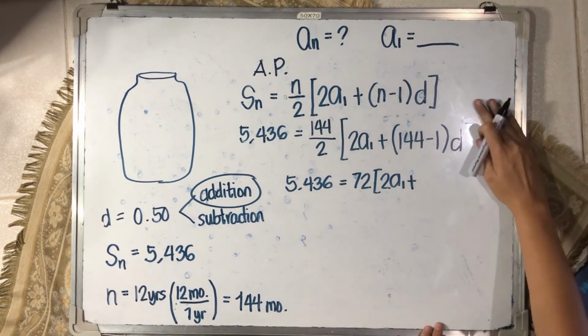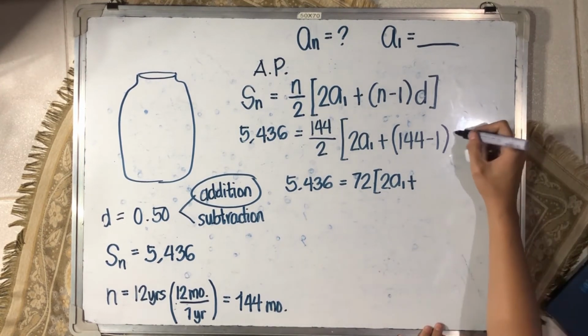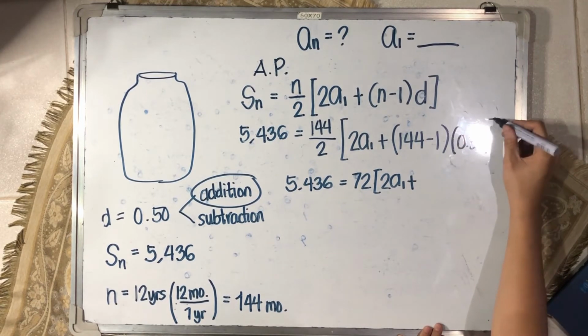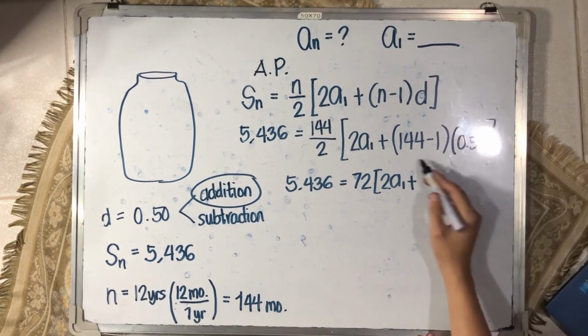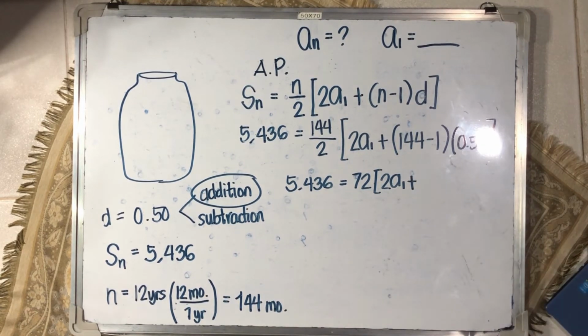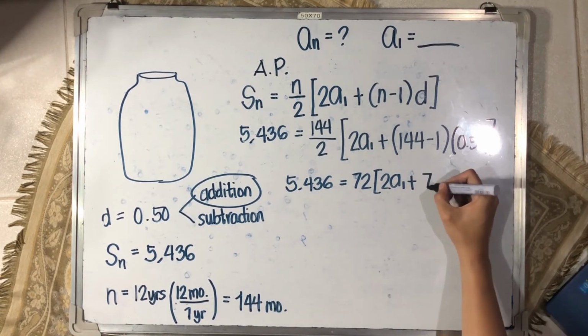Meron tayo palang value na common difference ng 0.50. Okay? Plus, this is 143 times 0.50. Tama? 144 minus 1 is 143 times 0.50. That will give us 71.5.